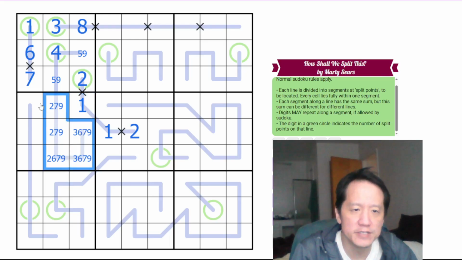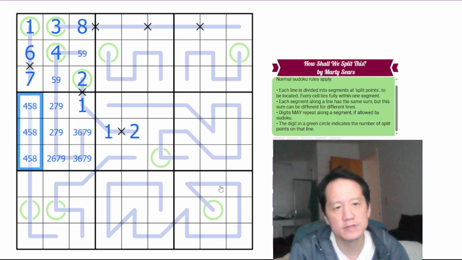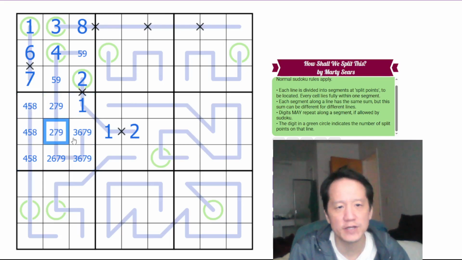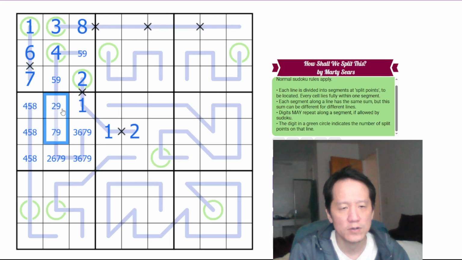The remaining digits must be 4, 5, and 8. And the remaining digits in that box, shall we say, is 4, 5, and 8. This can't be 2. So can this ever be 7? No, because if this is 7, the 2 cannot be here. So this could be 2, 7, or it's 9, 7, 2. So 7 cannot be here, but 2.